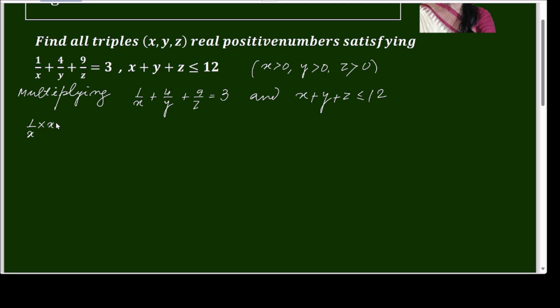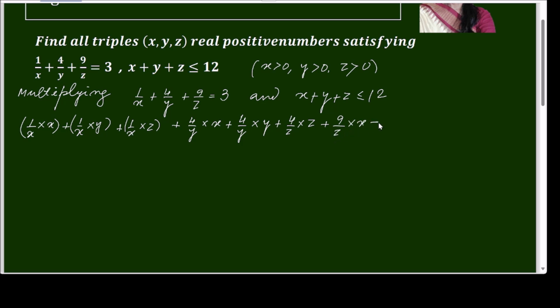1 by x multiplies x, plus 1 by x into y, plus 1 by x into z. Next set of terms will be 4 by y into x plus 4 over y into y plus 4 over z into z. Next set will be 9 over z into x plus 9 over z into y plus 9 over z into z is less than or equal to 12 into 3, 36.